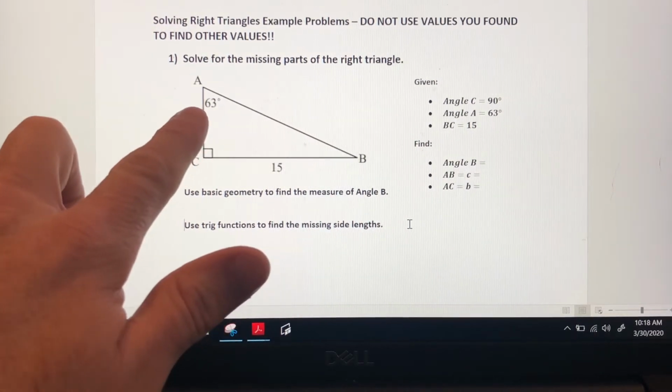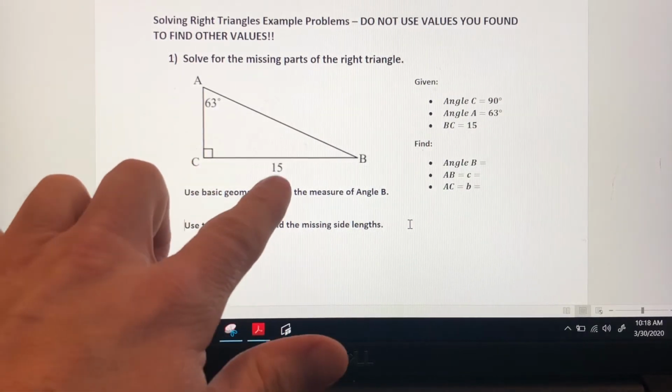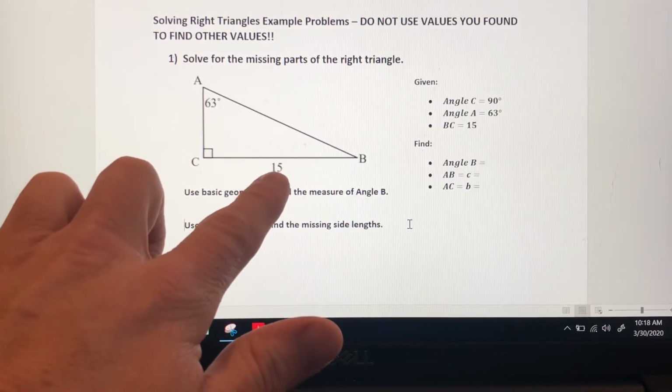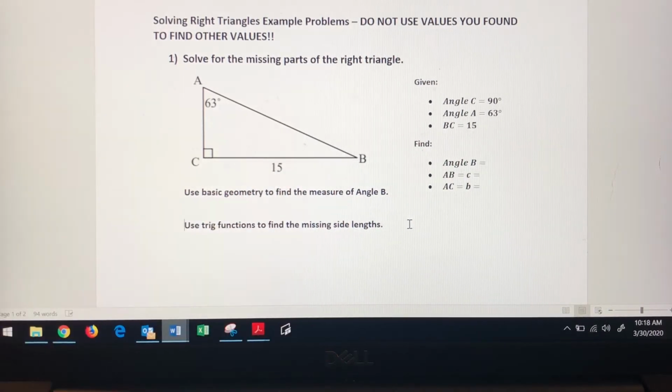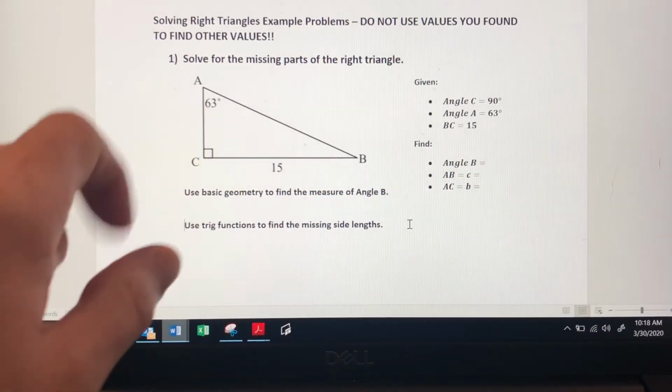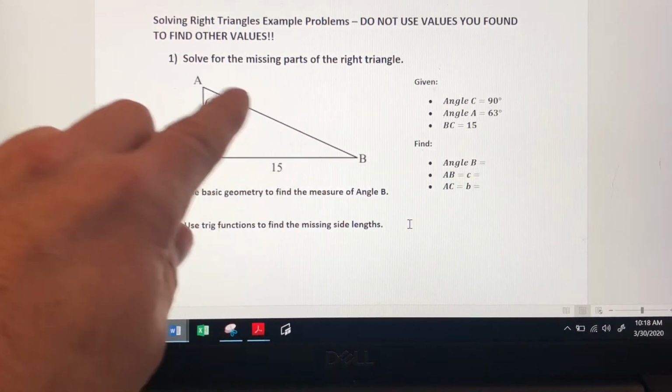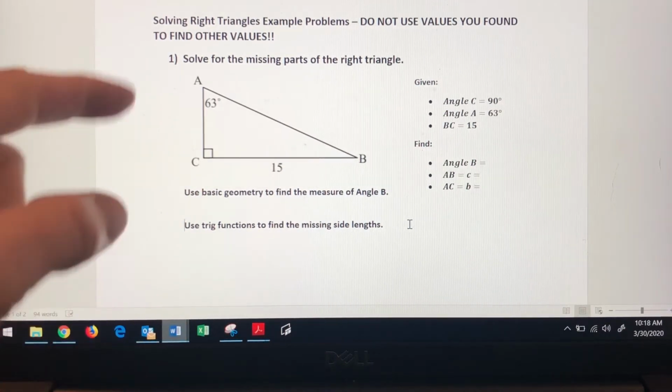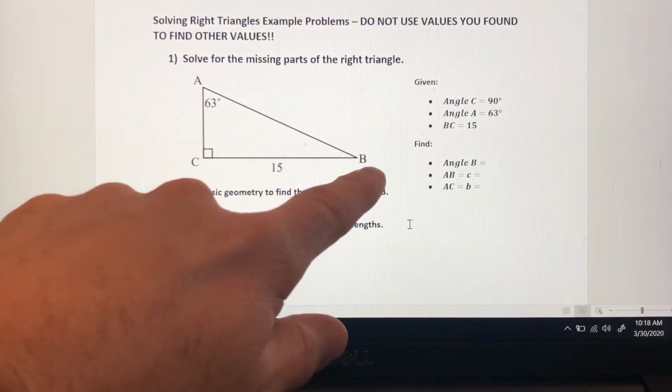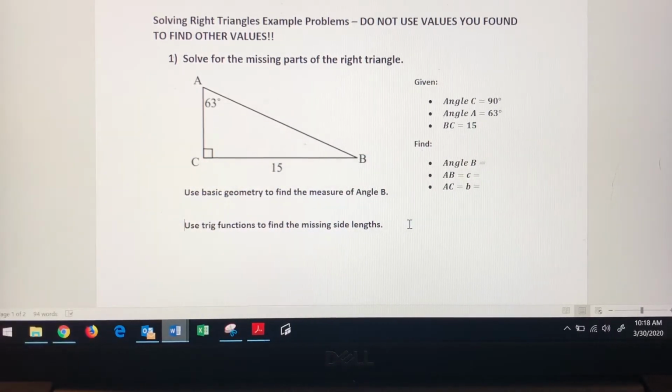In this example, we're given angle A is 63 degrees. And this side, which we can call side A or side BC here, has a length of 15. So the 3 parts that are missing are angle B, this hypotenuse AB, which we can call side C because it's opposite angle C, and this side AC, which we can also call side B because it's opposite angle B. It doesn't really matter what order you go in to find those 3. The math that you're going to use to find those 3 is different, and I suggest starting with the easiest one, which in this case will be angle B.